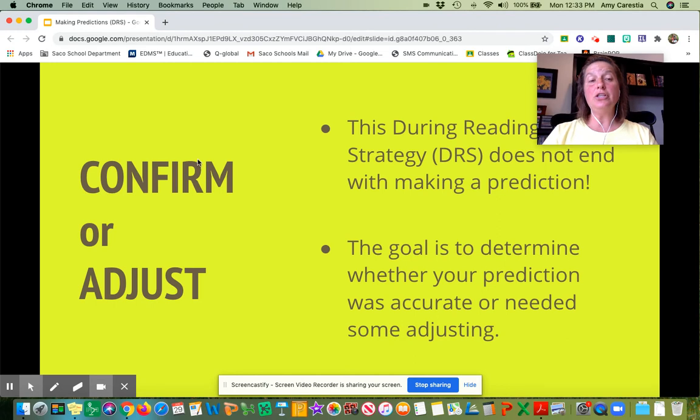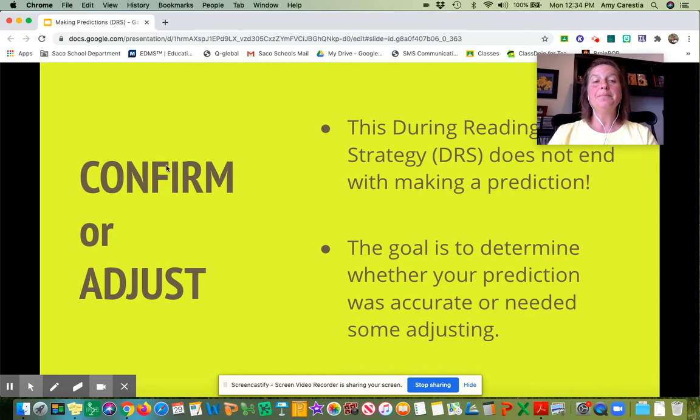Usually the confirmation or adjusting occurs the next day. So like I said, if you're at home reading for your independent reading goal and you make a prediction at the end of reading, you're going to close your book. The next day, you're going to read it again. If you find that your prediction is correct while you're reading, you're going to go back and confirm it. Put a check mark, say, yes, this happened.